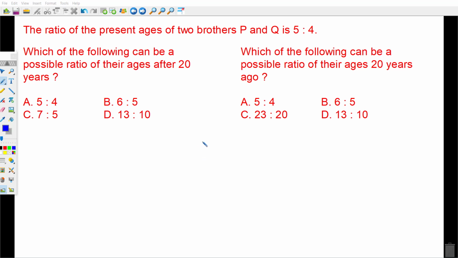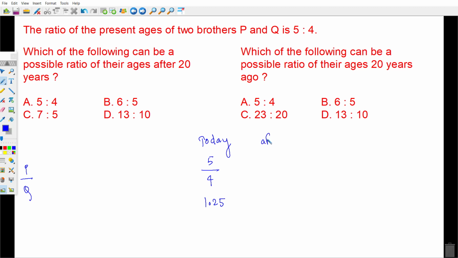What we are assuming at start is, let's take today, the age of P and age of Q is 5 years and 4 years respectively. So the value of this ratio becomes how much? 5 divided by 4, that is 1.25.